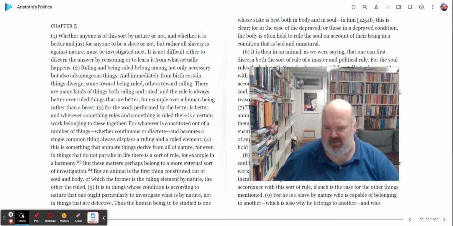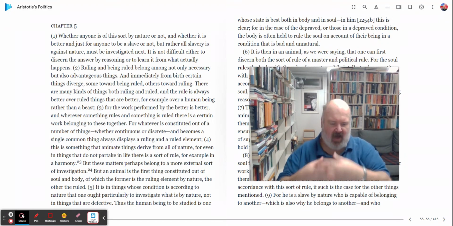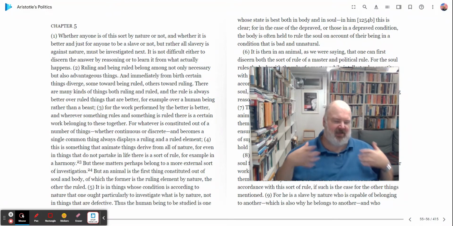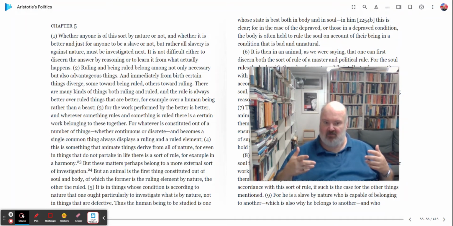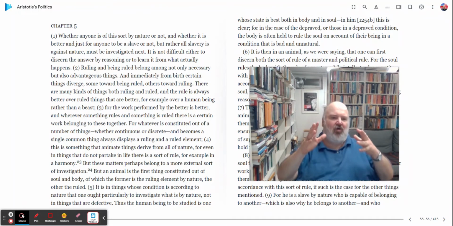But an animal is the first thing constituted out of soul and body. In other words, most non-animate things just have a body, matter. Animate, living things have a soul, so it's soul and body. Someone today might say, but what about viruses or plants? Well, they're living things also. Animals are one of the forms of living things, and they have bodies and souls. The bodies may vary. So the animal is the first thing constituted out of body and soul, of which the latter is the ruling element by nature, and the former is the ruled. So the soul rules the body.